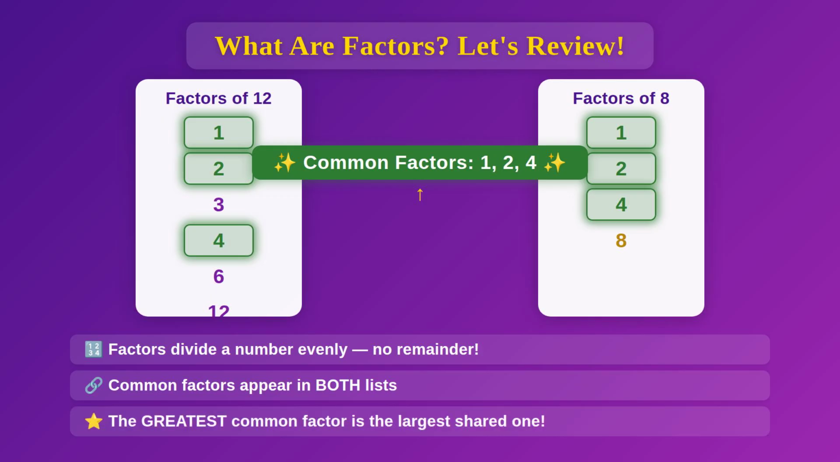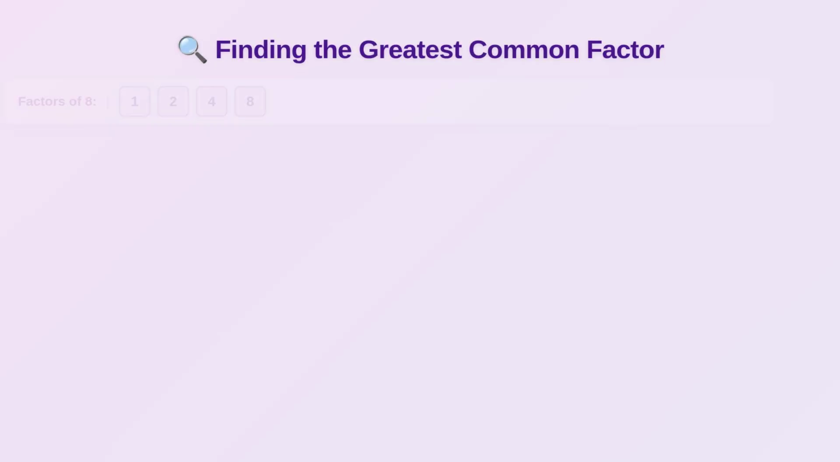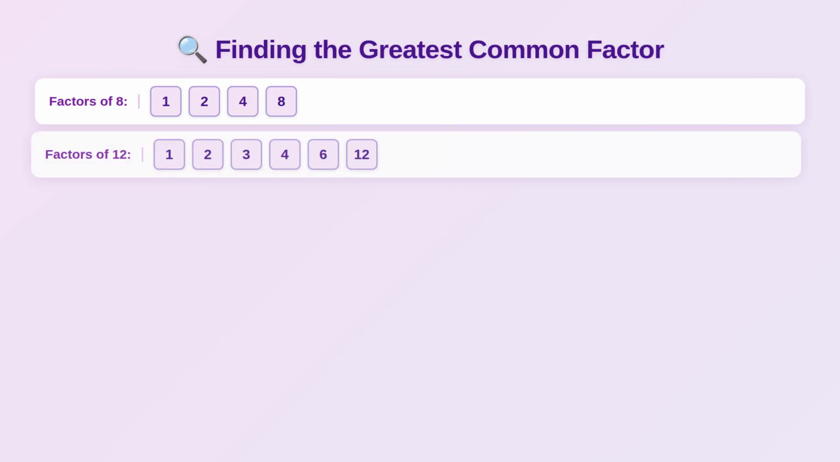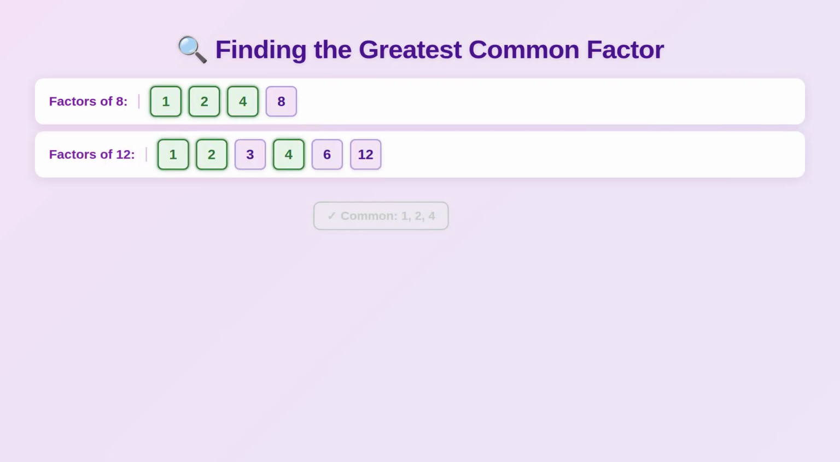Maya writes these out on her homework, looking for numbers that appear in both lists. Those shared numbers are called common factors. Now, here's where the magic happens. Once Maya lists the factors of both numbers, she looks for the ones they share. The common factors of 8 and 12 are 1, 2, and 4. Now she picks the greatest, the biggest one. That's 4. So the GCF of 8 and 12 is 4.